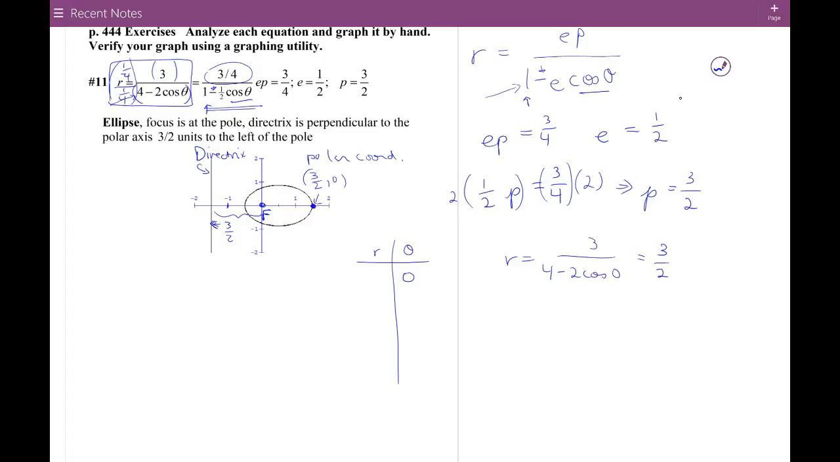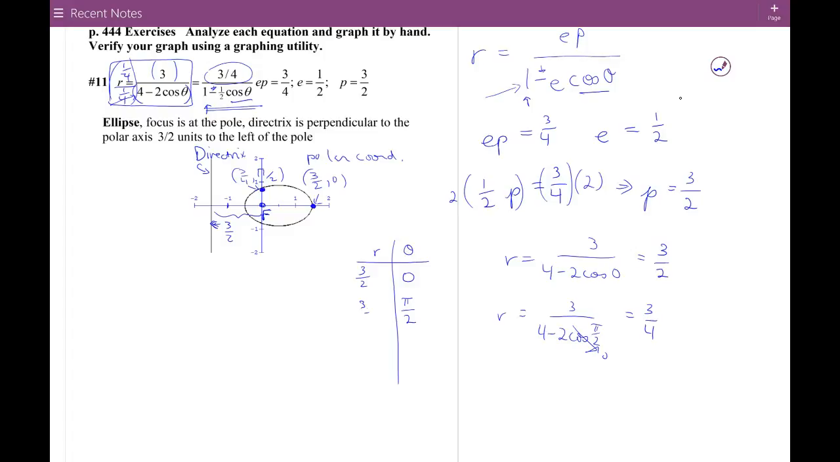Okay, so let's do theta is pi over 2. So when theta is pi over 2, we'll get r equals 3 over 4 minus 2 cosine of pi over 2. Well, this is 0. So you're going to get 3/4. So here is the point. r is 3/4, theta is pi over 2. So that's this point right here.